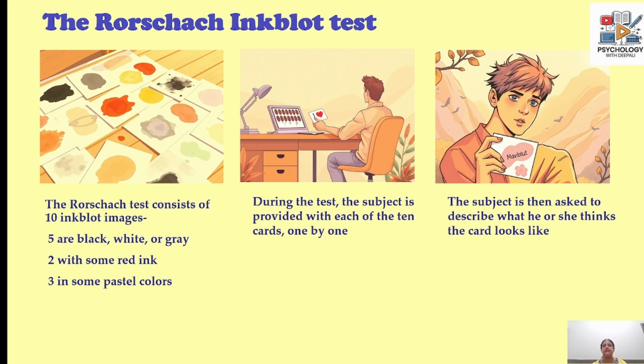Now, what happens is during the test, the subject is provided with each of the 10 cards one by one. It's not all together. Each card is presented individually, one after the other. The subject is then asked to describe what he or she thinks the card looks like. As the card is given to the subject, the examiner will ask, what is it that you are able to see on this card? And then the subject can answer in any way he or she wants.